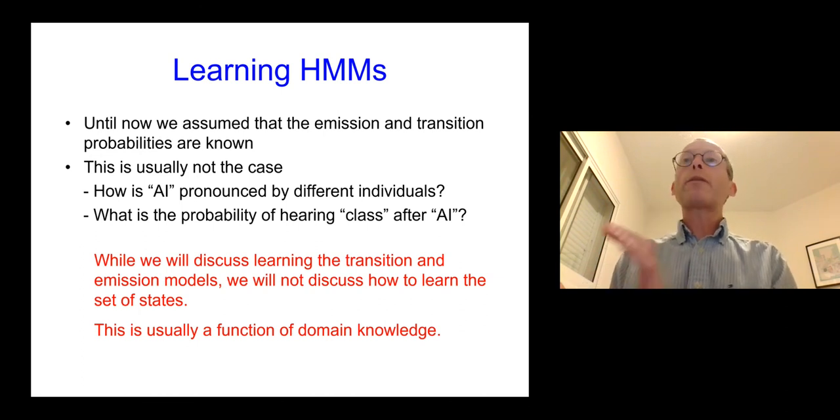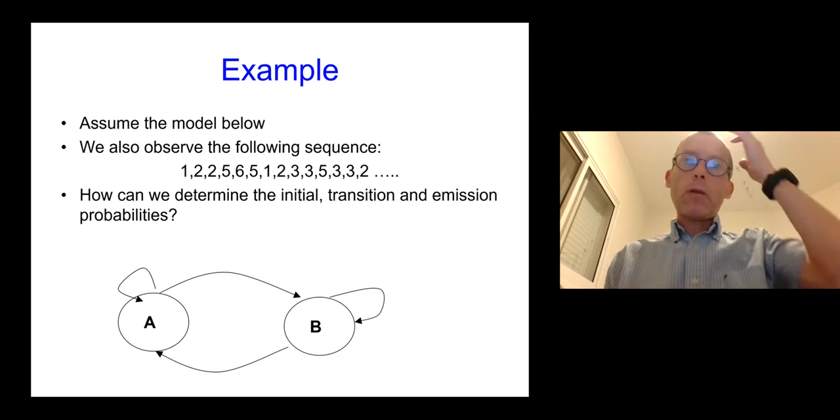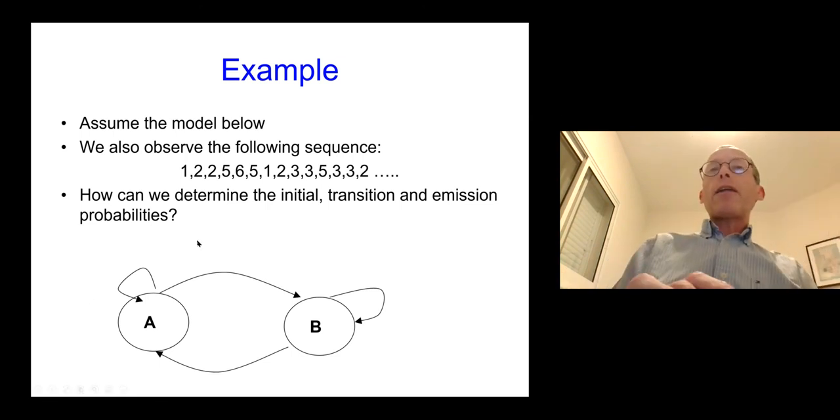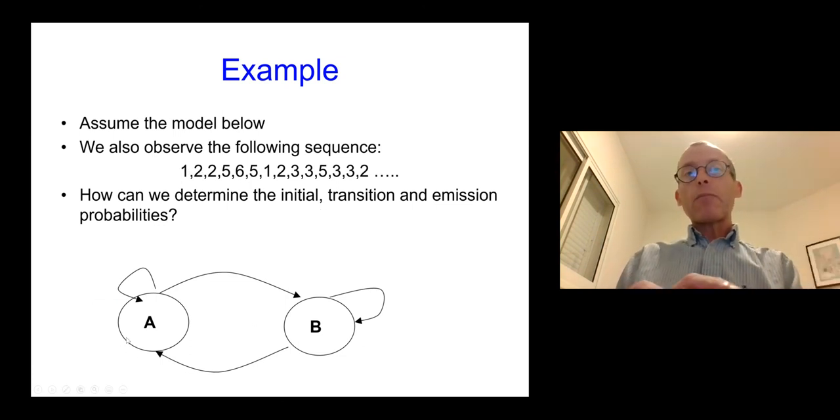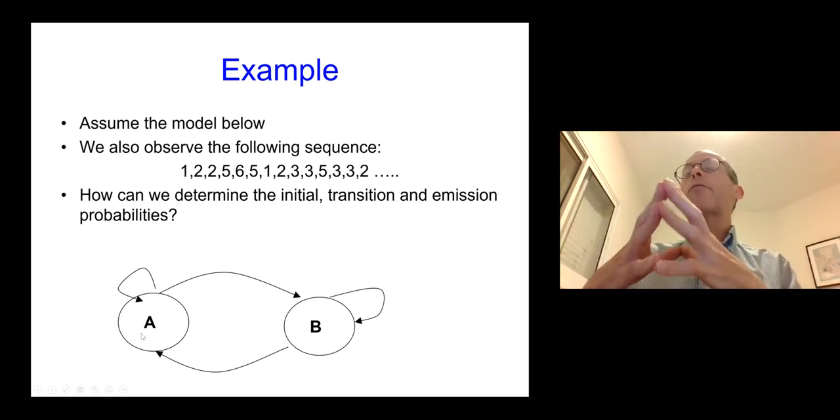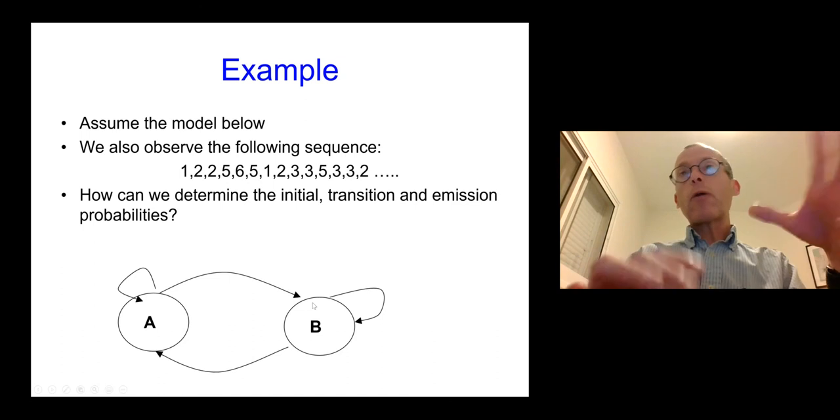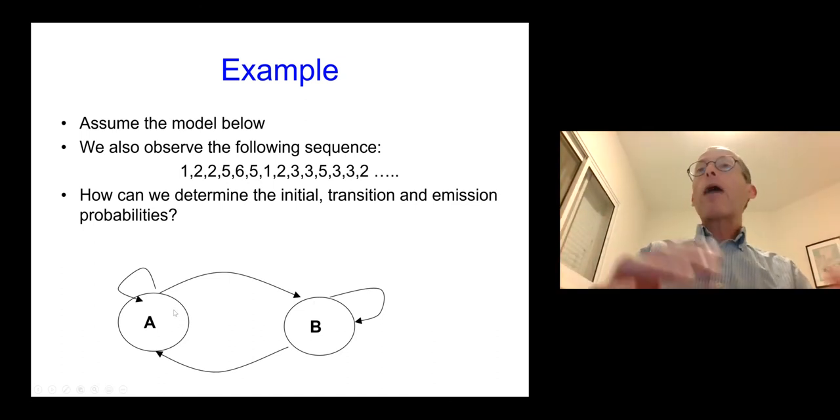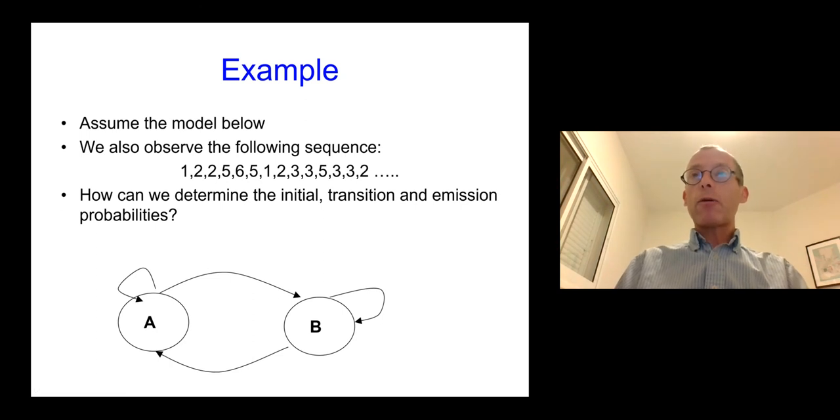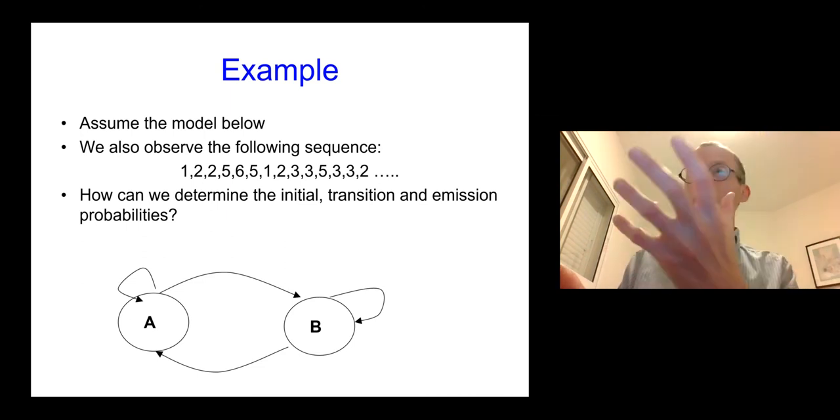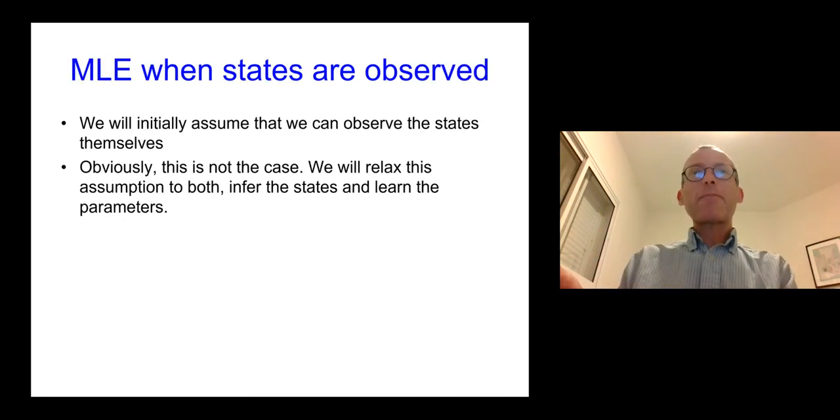We assume that this is given. So if we observe a set of values, let's say we observe 1, 2, 2, 5, 6, and we know that they come from this model. There is also an initial probability that I'm not putting here, but we know they come from a model with two states, so two dice that can transition to themselves or to the other one. We don't know what they are and we don't know the emission probability. How can we determine the initial, transition and emission probabilities? Not very easy, right? Because we don't know, of course, anything about how to associate each of the observations with each of the states.